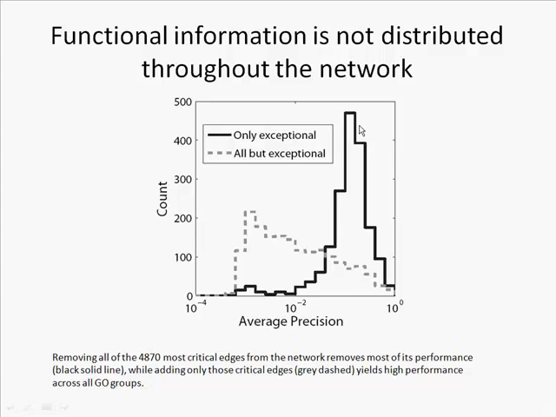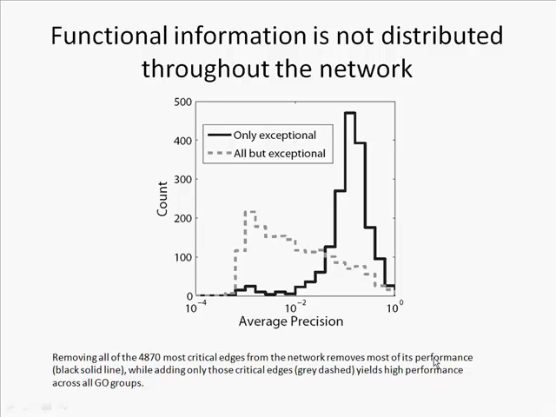Those are averages, but if you look at the distribution of precision for all the Go groups shown here, if you use just exceptional edges, most of the Go groups tend to be learnable. In other words, a lot of Go groups are sharing the same edges, so they account for a lot.